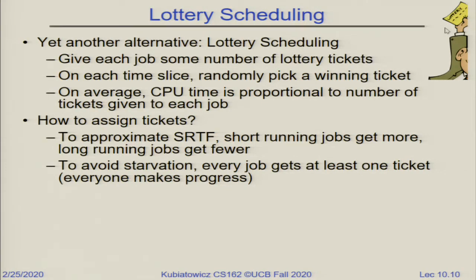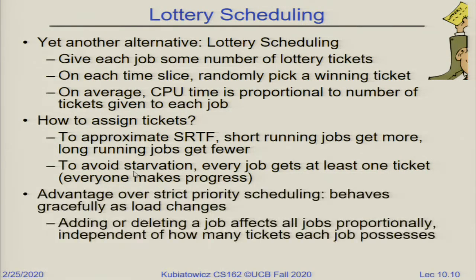Oh, I'm talking about shortest runtime first. I haven't talked about that. Give me a couple of slides. But basically, to avoid starvation, every job gets at least 1 ticket. The advantage here over strict priority scheduling is it behaves very gracefully as the load changes. So as you add more jobs and you start redistributing the tickets, everybody gracefully degrades, and they get slower, but there's nobody that's totally locked out. Okay?